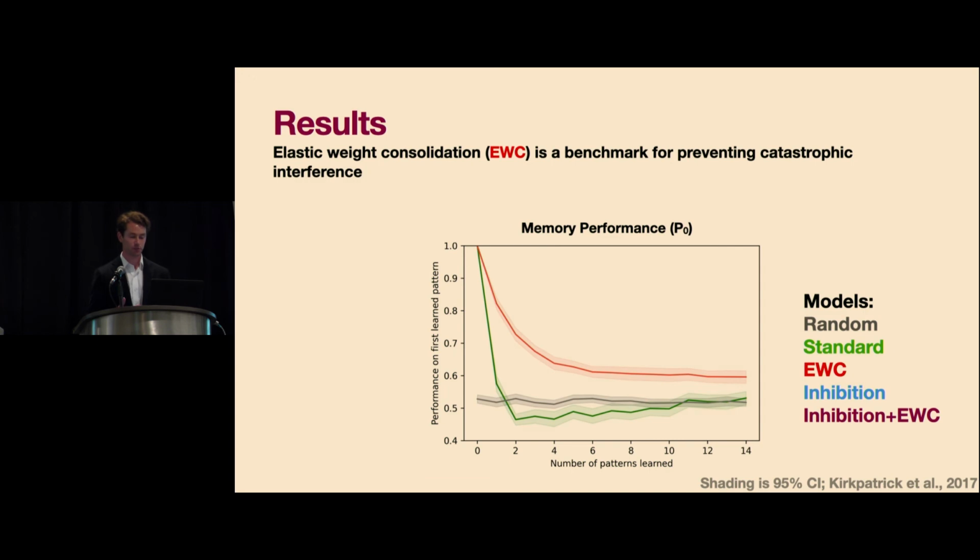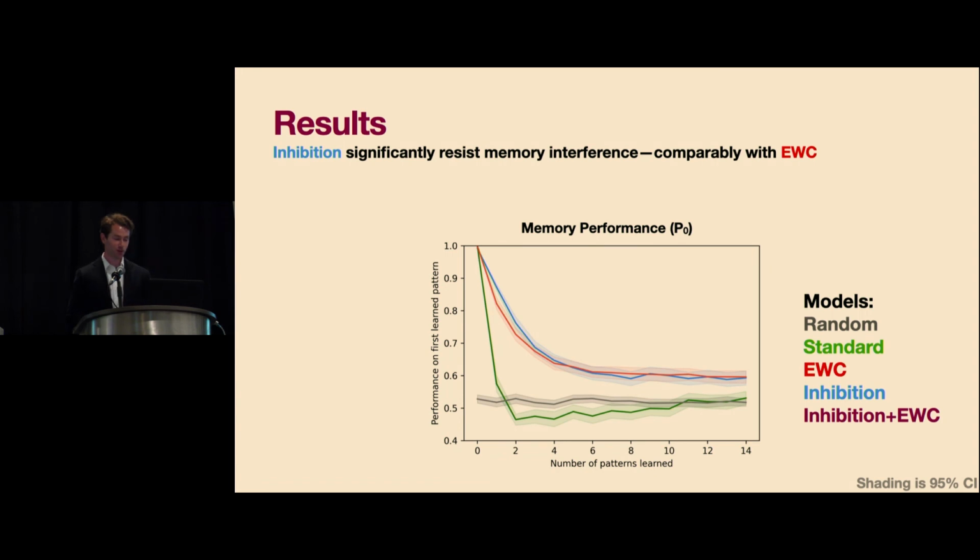This is an algorithm for preventing catastrophic interference and serves as a benchmark for such prevention that was developed by Kirkpatrick and colleagues in 2017. And as you can see, it's performing as advertised here, as memory performance significantly exceeds the standard autoencoder throughout the task. Moving on to the model with inhibition, which is the one we're really interested in, you can see it performs almost indistinguishably from elastic weight consolidation throughout the task, providing confirmation that the model is indeed resisting memory interference, comparably with elastic weight consolidation.